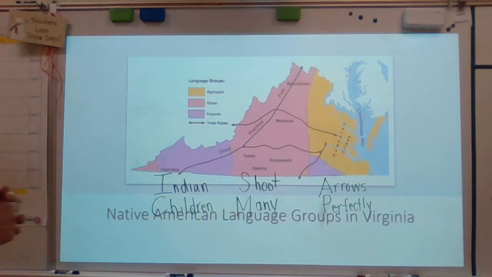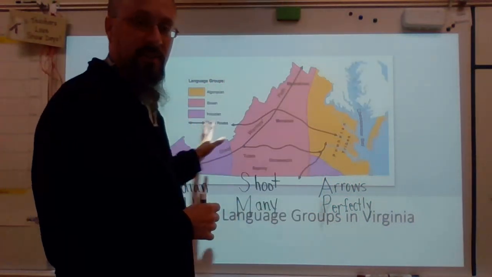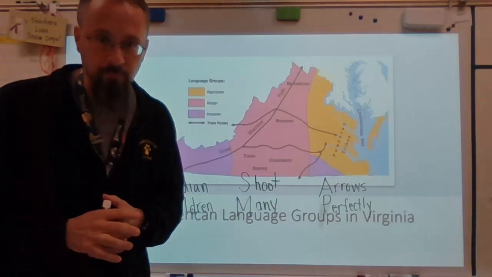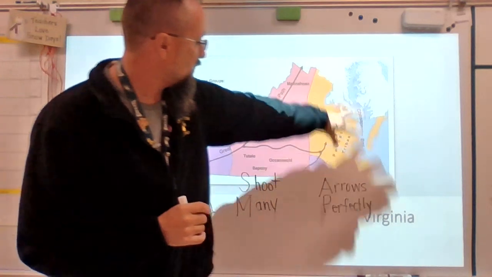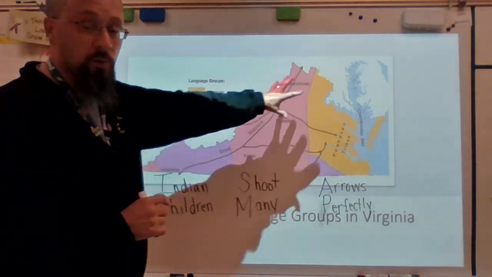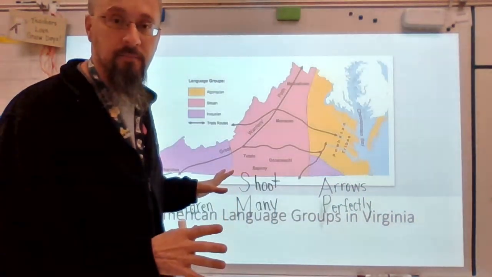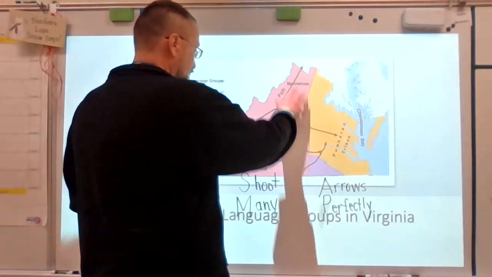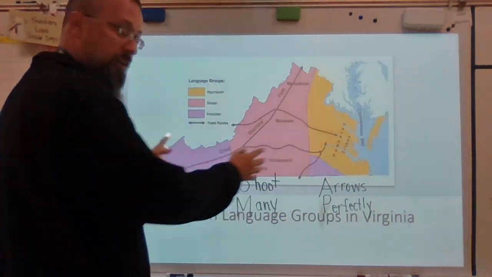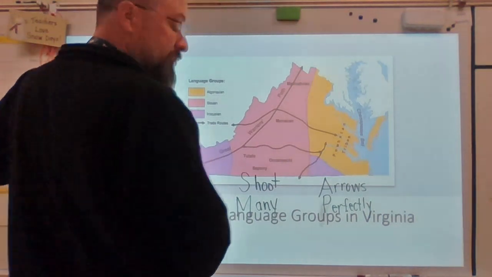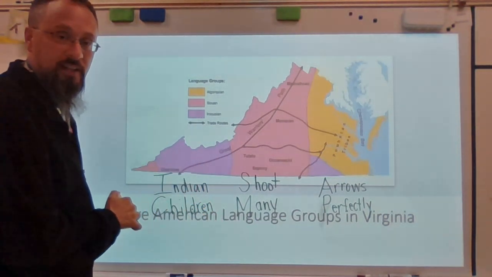Okay? So this map may look a little different than what you're used to seeing when you learned about the 5 regions of Virginia. This one is drawn a little differently to show you where the tribes were located by color. You have a color here, one here, and then you have a little bit of color here and here. So we're going to start here, the western part of the state of Virginia.